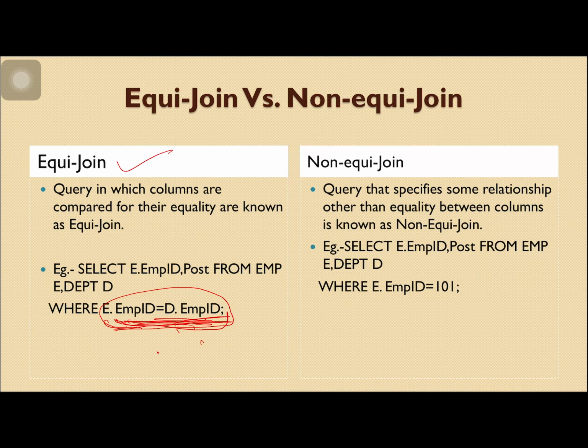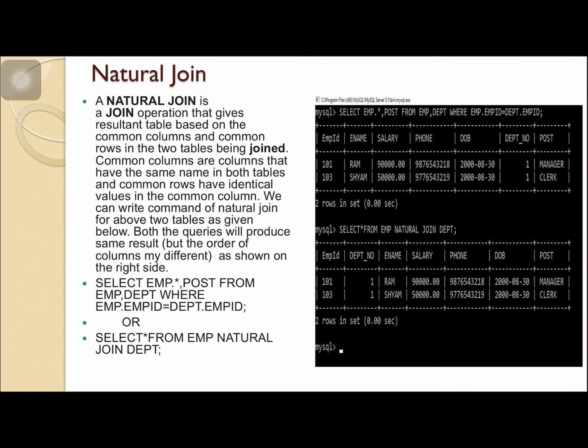And all other queries where the check is on something other than equality are known as non-equijoin. For example, here select e.employee_ID, post from employee E, department D where e.employee_ID equals 101. Here only the employee ID of the employee table is checked against 101, and the department employee ID is not used. This type of join is known as non-equijoin.